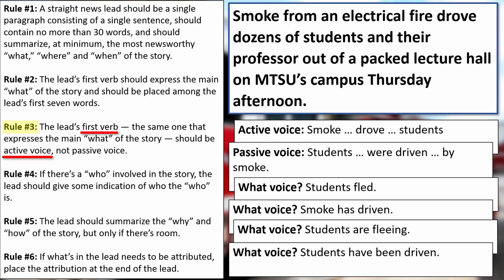How about this one? "Students have been driven." Well, this one is passive voice because, again, look at the subject and verb. The verb is "have been driven." The subject is students. So is the verb indicating that the subject did something or had something done to it? Well, students had something done to them in this case. They were driven. They have been driven out of the room by the smoke. So that would be an example of passive voice.